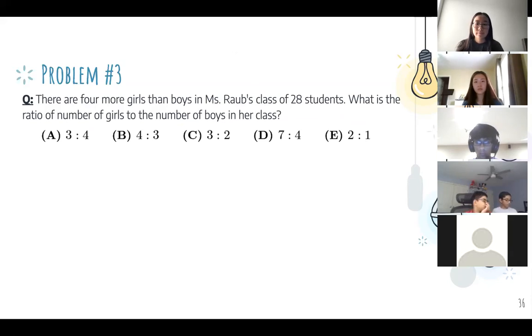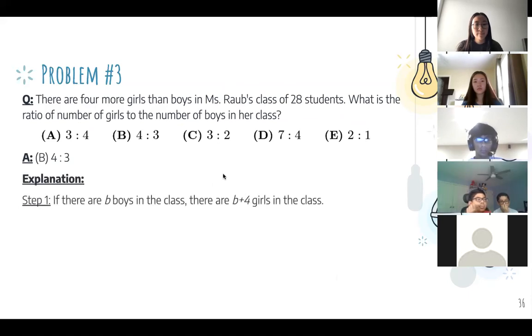Okay, I see a few B's. Mostly everyone is saying B. And the answer here is going to be B. Yeah, it's going to be B. So the way that you do this is you find the number of girls and the number of boys, right? And so they said that there are 4 more girls than boys.